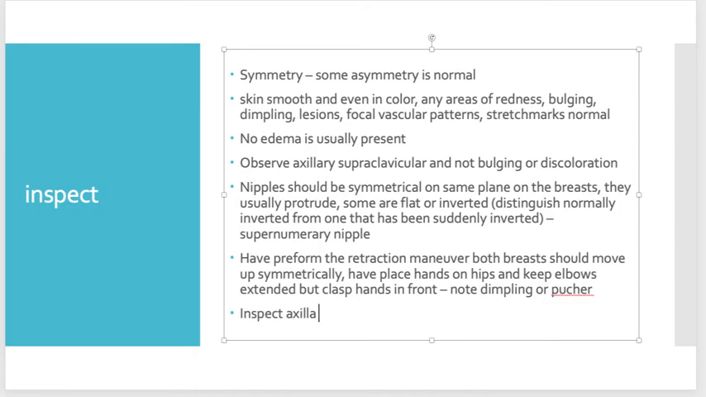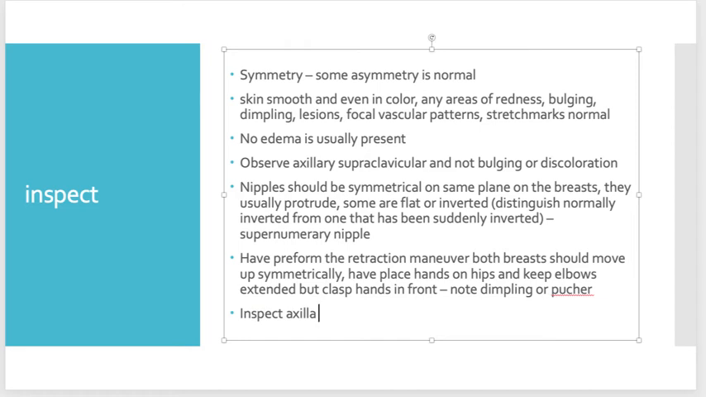Next, we are going to inspect the breast tissue. And of course, some asymmetry is not an abnormal finding. Some people will have one breast that's larger than the other. But what we want to make sure of when this occurs is that it hasn't been a sudden change in size. We're looking for edema, and no edema should be present. The skin should be smooth, even in color, with no redness, bulging, and no dimpling, no lesions or focal vascular patterns. And stretch marks are going to be a normal finding in breast tissue.